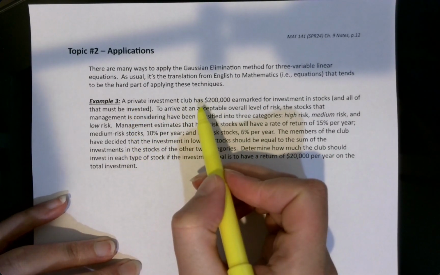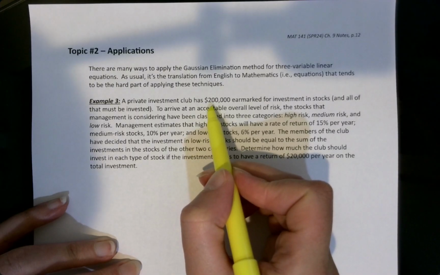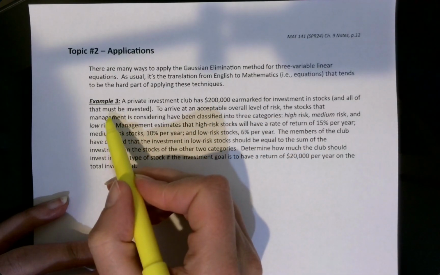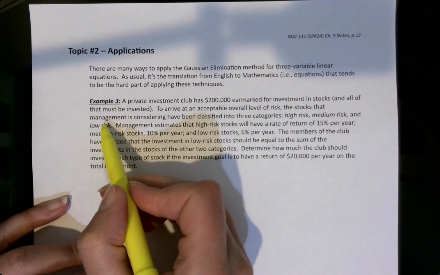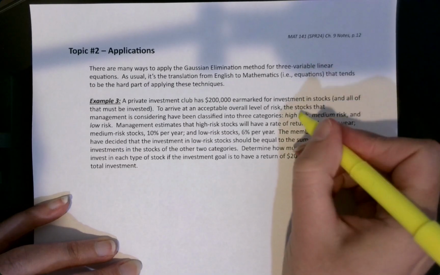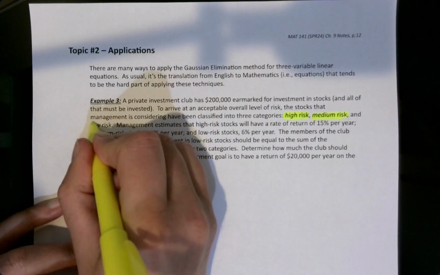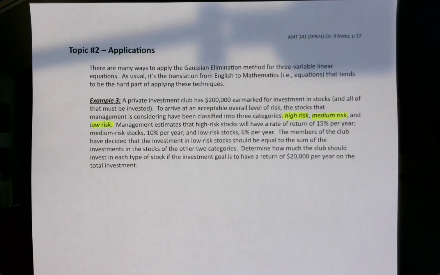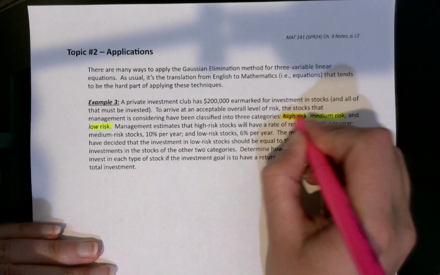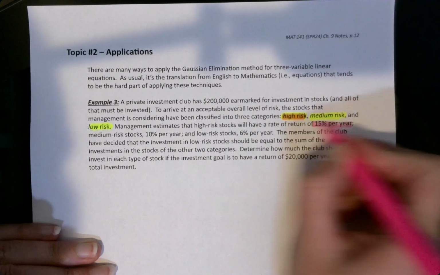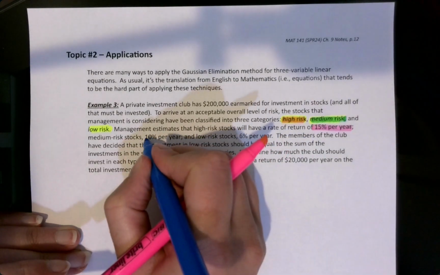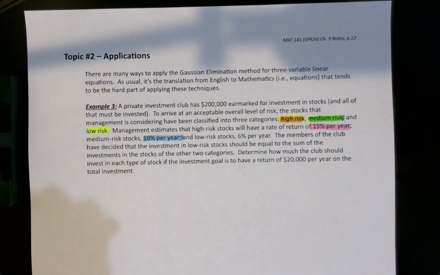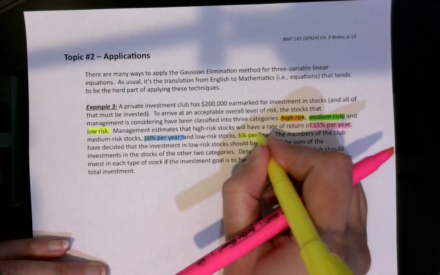A private club has $200,000 earmarked for investments in stocks, and all of it has to be invested. To arrive at an acceptable overall level of risk, the stocks have been classified into 3 categories: high risk, medium risk, and low risk. Management estimates that high risk stocks, I'm going to color code these differently, will have a return rate of 15% per year. Medium risk stocks have a return rate of 10% per year. And low risk stocks have a return of 6% per year.